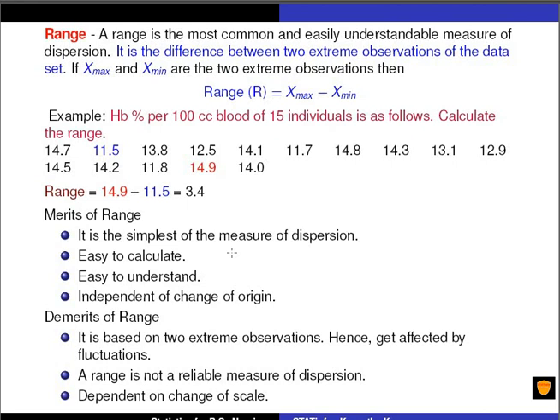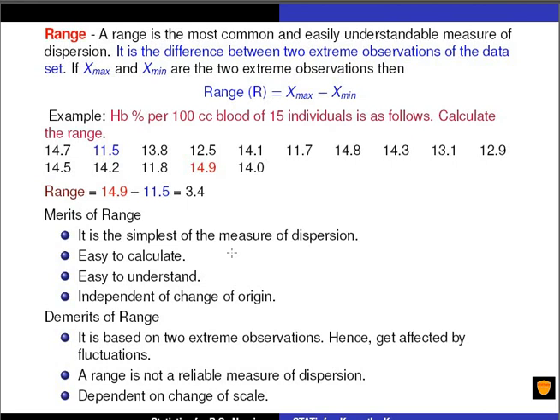For example, x max is the maximum value or the highest value present in the data, and x min is the least value or minimum value present in the data, then the range will be x max minus x min. So this is the difference between two extreme observations. This measure of dispersion uses only two observations to calculate the variability present within the data. It ignores all the other observations present in the data, so this is one of the drawbacks of the range. It is not based on all the observations present in the data.